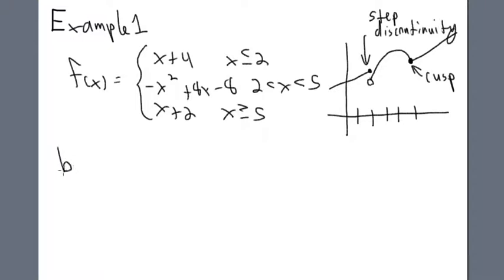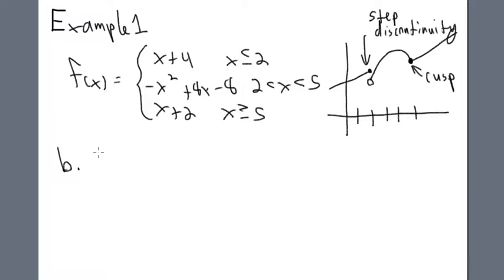Part B, does f of x have a limit as x approaches 2? No. We looked at that before. Step discontinuity says we do not have a limit as x approaches 2. And it is also not continuous at 2. However, I'm going to go a little bit above and beyond on example 1 and say that it actually does have a left and a right limit.